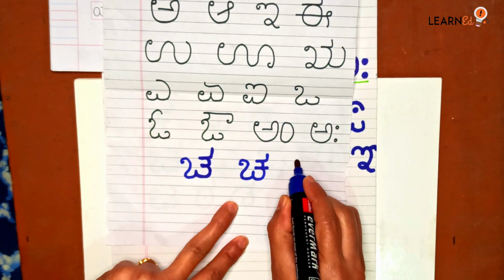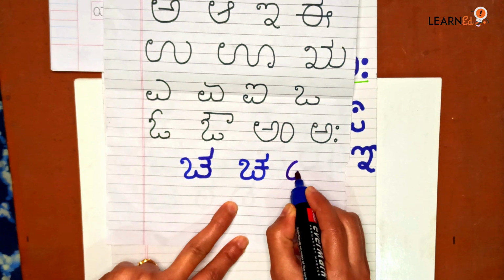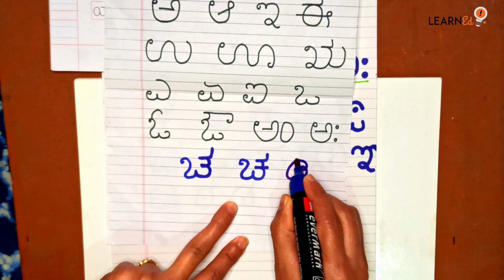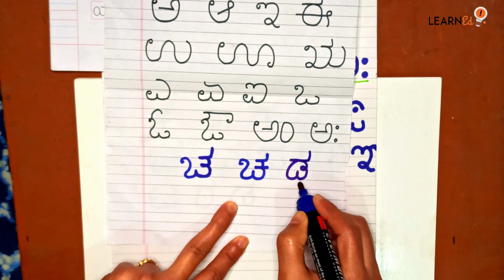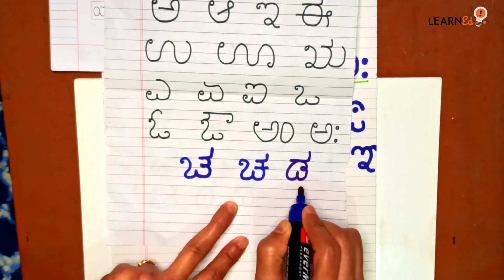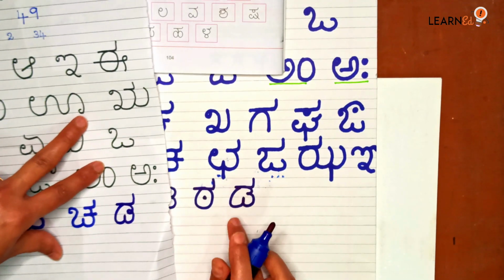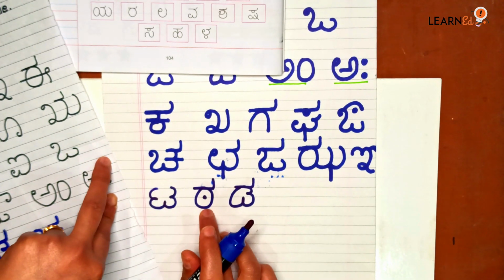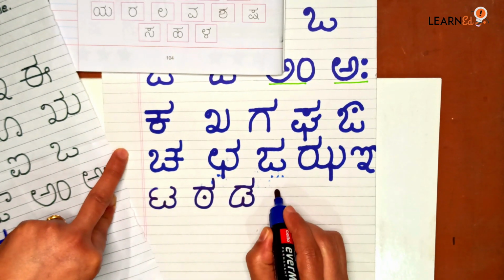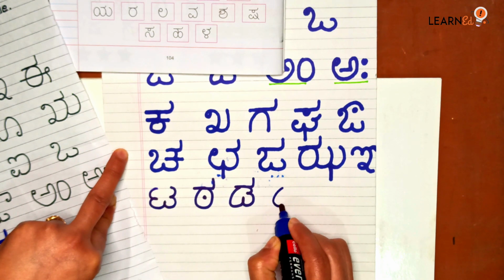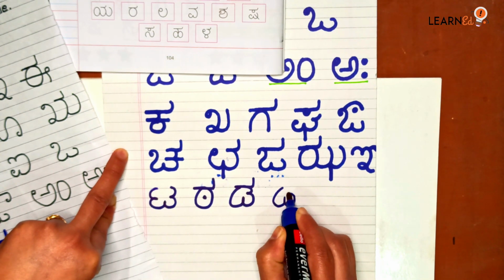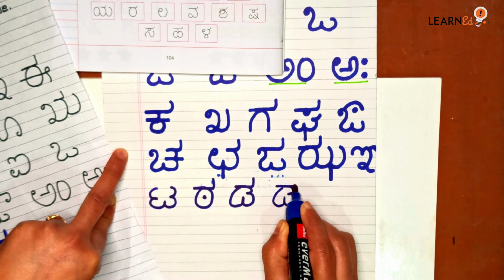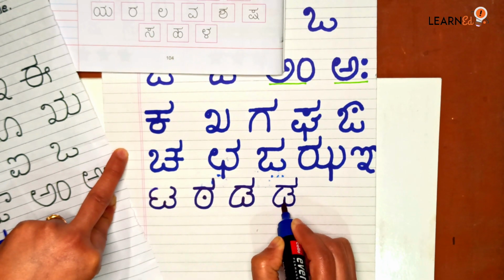This is printed, it will come like this here, and here one loop will come. This way if you write also is correct, or this way if you write also is correct. Both are correct. Ta, tha, da, dha. Inside, a sleeping line and one line here.